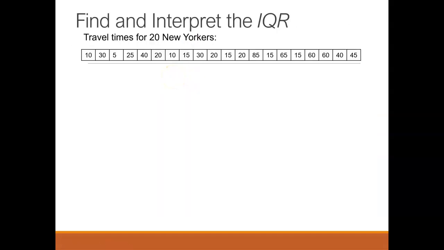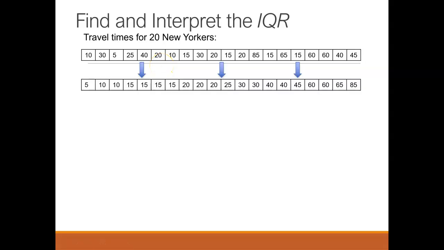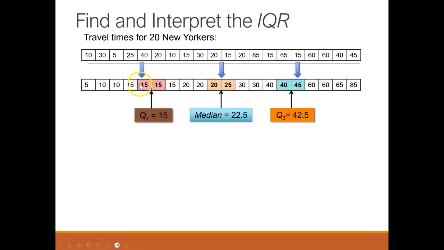So let's take a look at an example. Here's a data set. These are the commute times from some New Yorkers. The first thing we do is sort it from smallest to biggest. Then I locate my median, which is between 20 and 25, so the median was 22.5. Looking at the set of numbers that are less than 22.5, these two 15s are in the middle of the lower half.